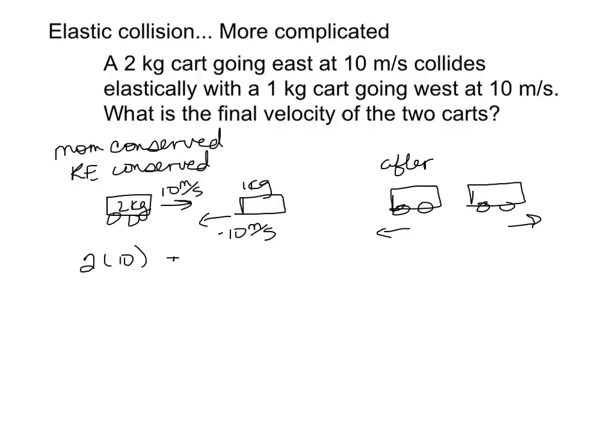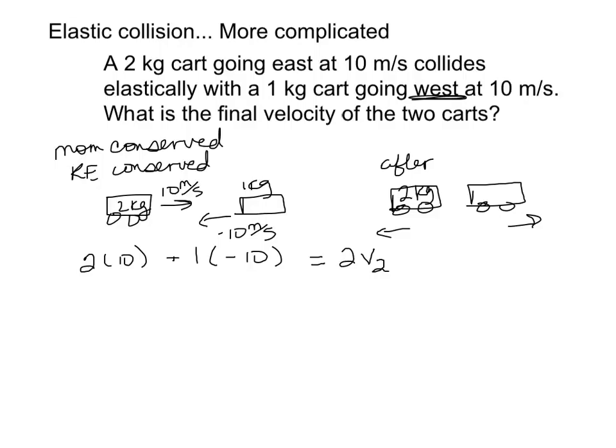Before, the momentum's conserved, so our mass times our velocity, 2 times 10 plus 1 times negative 10. Why negative? Because it's going west. It's going in the opposite direction, so that's why it's a negative, is equal to, all right, we don't know the velocity of the 2 kilogram cart, so we're going to call it V2, because it's the velocity of the 2 kilogram cart.